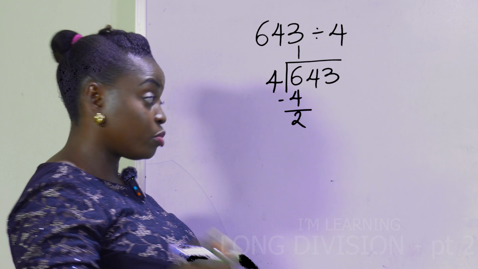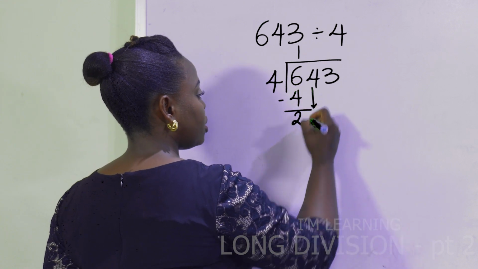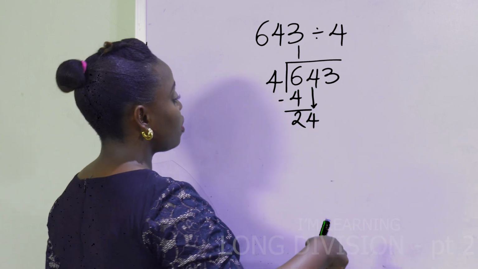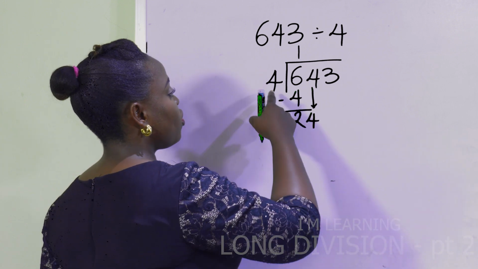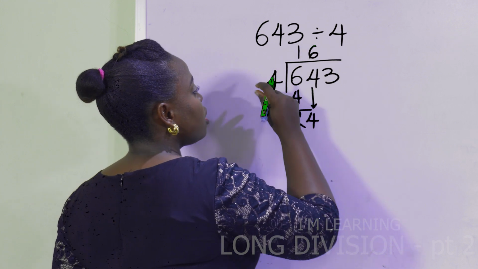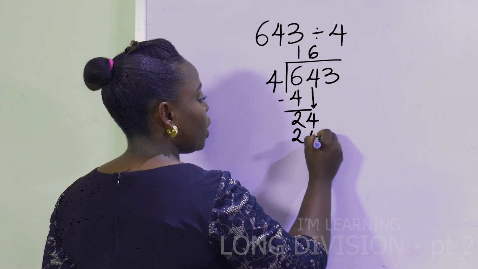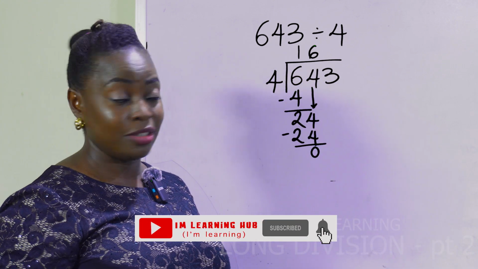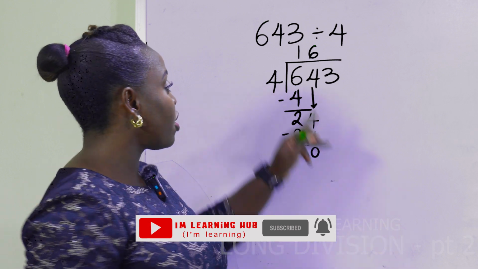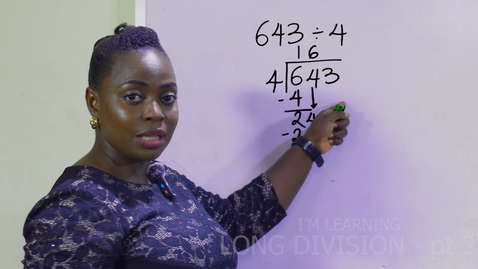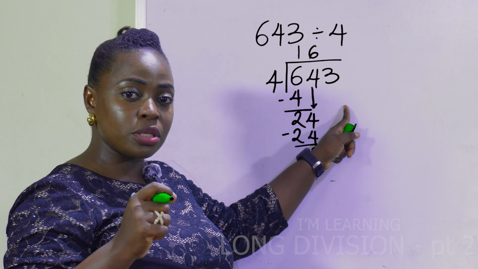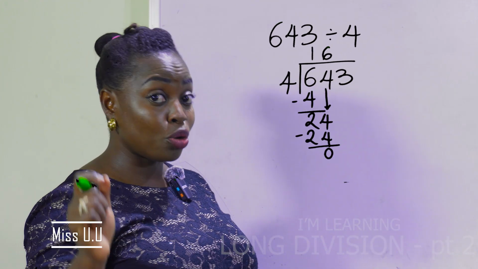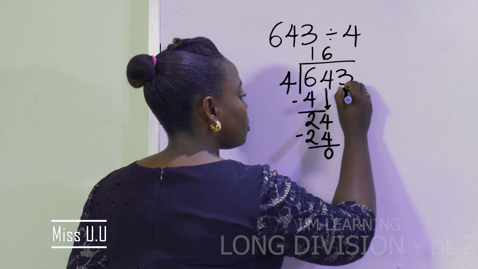We check. What's the next number? 4. We bring it down. Now I have 24. So I repeat the process, starting with division. 24 divided by 4 is 6. 4 times 6 is 24. I do my subtraction, I have 0. I am not yet done. I have used 6 and 4, but I haven't used 3 yet. And I must use all the numbers to be able to properly divide for my answer to be correct. So I have to bring down 3.